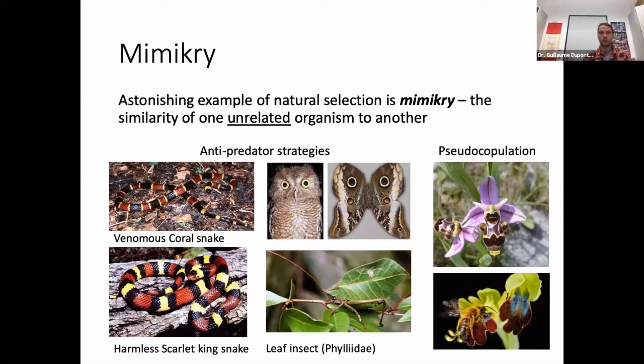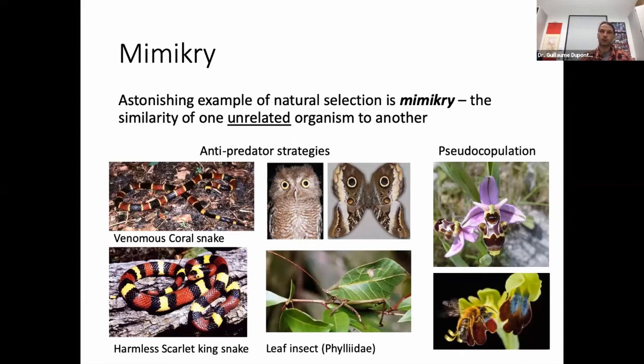So we have here on one side anti-predator strategies. There are certain snakes which are completely harmless, which were selected for because they look very similar to a venomous snake. So these snakes are less likely to be eaten by predators. Then we have these moths which show big eyes, mimicking the eyes of birds. If they open their wings, they are unlikely to be eaten because they will chase away predators.